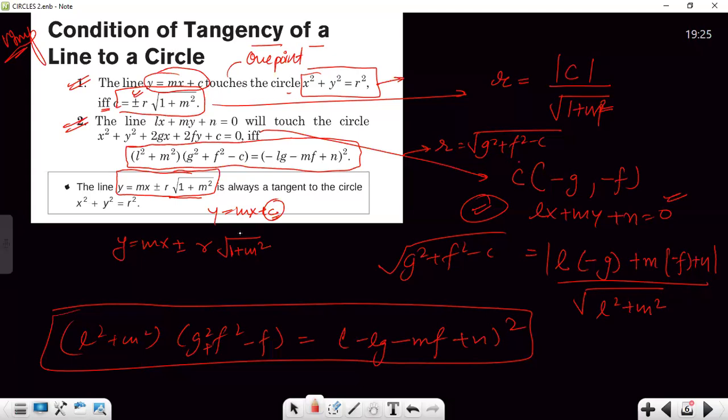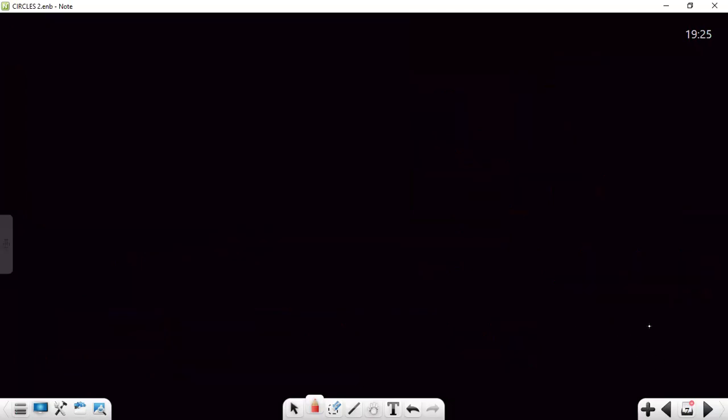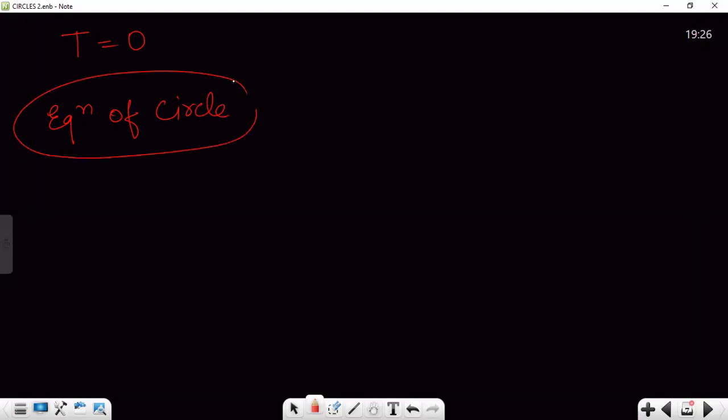Okay. Now, it has never been asked in your exams, but still, let's discuss it. The equation of tangent when the circle's equation is given. It is a simple factor. The equation of tangent is T equals 0. Whatever equation of circle is given to you, just do this thing. This is a trick.